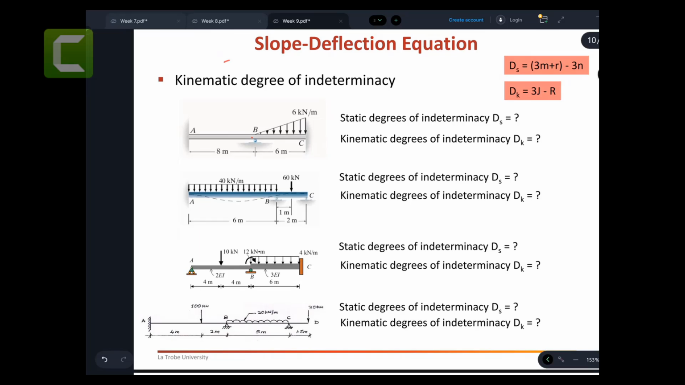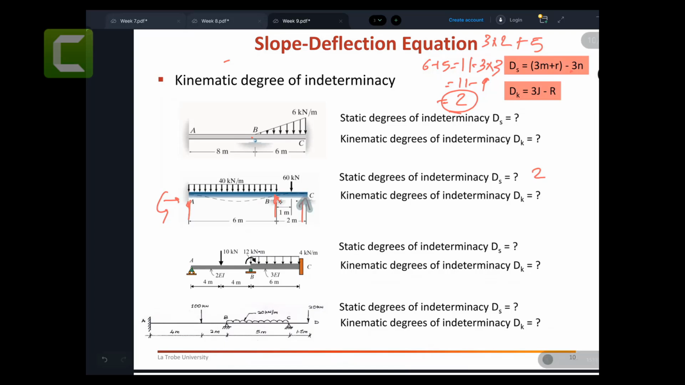Can you solve these ones as well? Static equilibrium and kinematic degree of indeterminacy. DS, so 3 times how many members you got? 2, plus how many reaction forces? 1, 2, 3, 4, and 5. So total 6 plus 5 equal to 11. And then minus 3 times how many joints? 3 joints. So 11 minus 9 equal to 2. Correct? So there are 2 extra forces more than the equilibrium equations that we can't solve. So that is number 2.